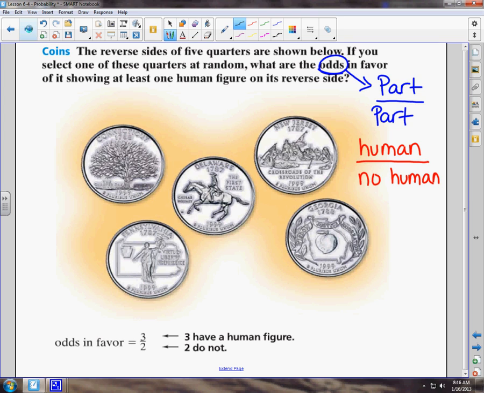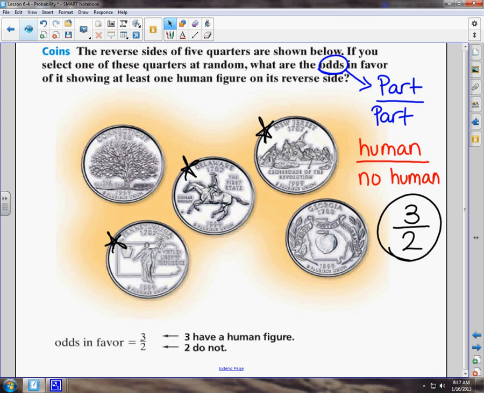So if I look at the ones that have a human figure, would be Pennsylvania, Delaware, and New Jersey. So that would be 3. And then the ones that don't are Georgia and Connecticut. So that would be 2. So it would be 3 out of 2. It would not be 3 out of 5. That's probability. This is odds. So that's the huge difference. You're putting a part over a part. So 3 out of 2. So when you add these together, you should get the total number of quarters. 3 plus 2 is 5.